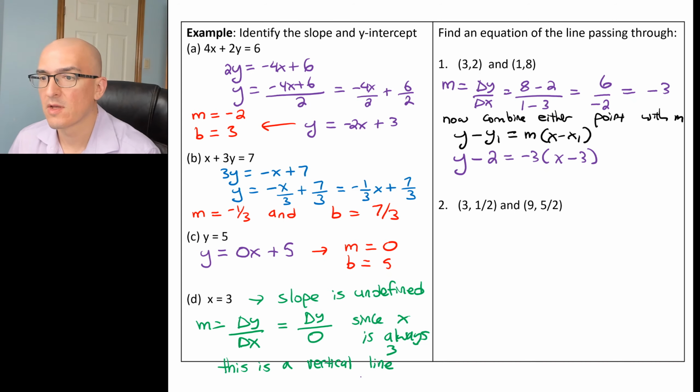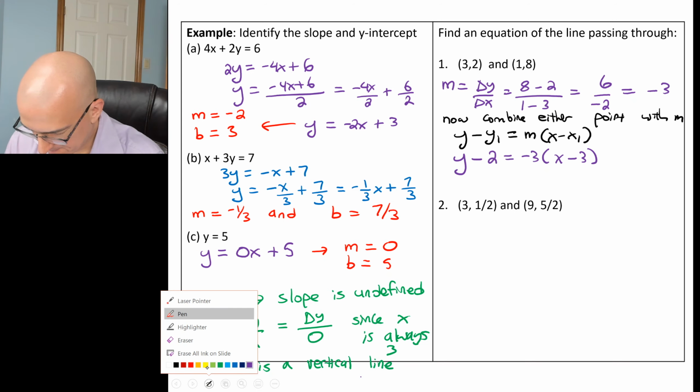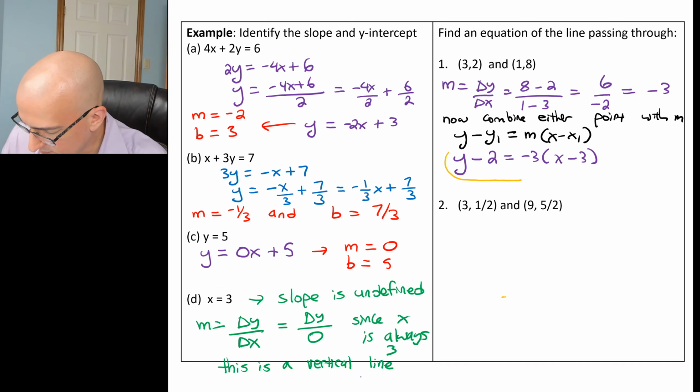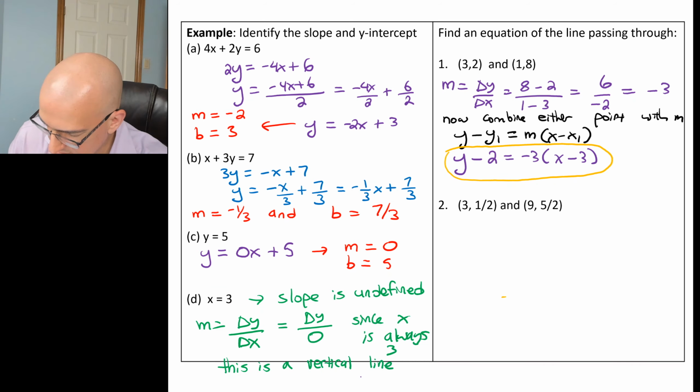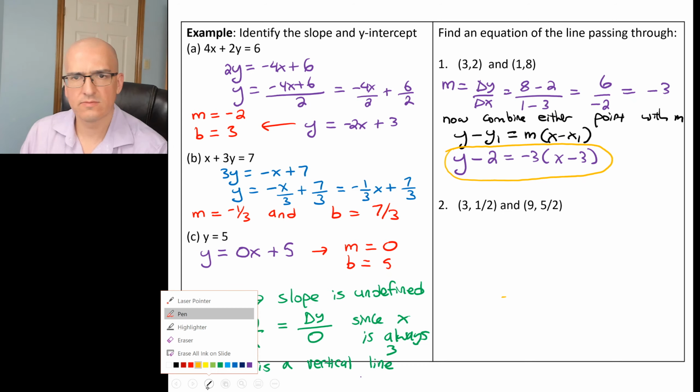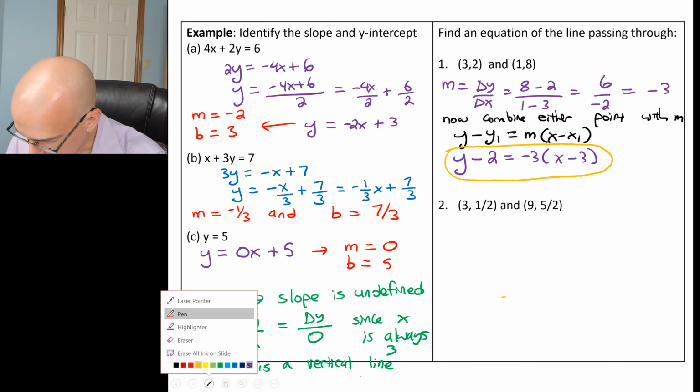Okay, next one. We have two points, and again, I'm going to start by finding the slope. I want to circle this because someone's going to say, you're not done yet. But that might be the answer. Like, that might be it. If it's a multiple choice question, the answer is written that way, not y equals mx plus b. Okay, next.